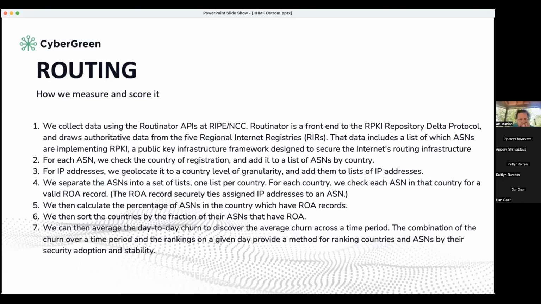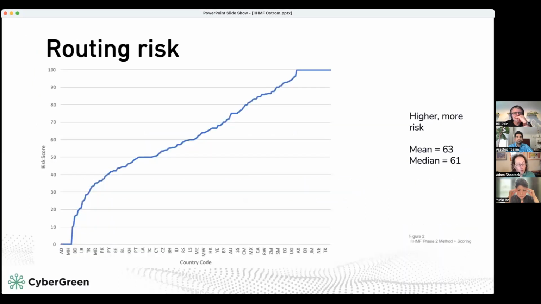So on routing, and again, there's a lot of information on this slide in case we wanted to reference it, but essentially, we are looking at RPKI data and looking to see here, number 5, the percentage of ASNs which have ROA records, which are a routing security tool. And then we do some churn analysis as well, and we use that to produce a risk number. And here, higher is more risk. And so it was interesting that there were a few countries at the very low risk level, a larger set at the top on the right with very high risk. And then there were some odd discontinuities.